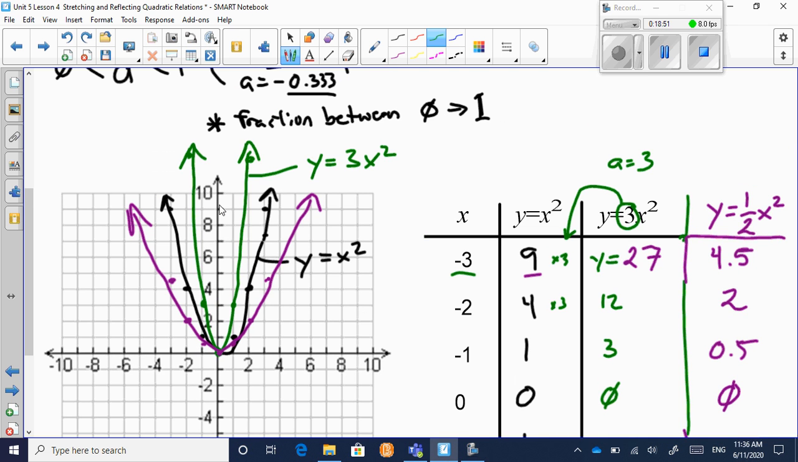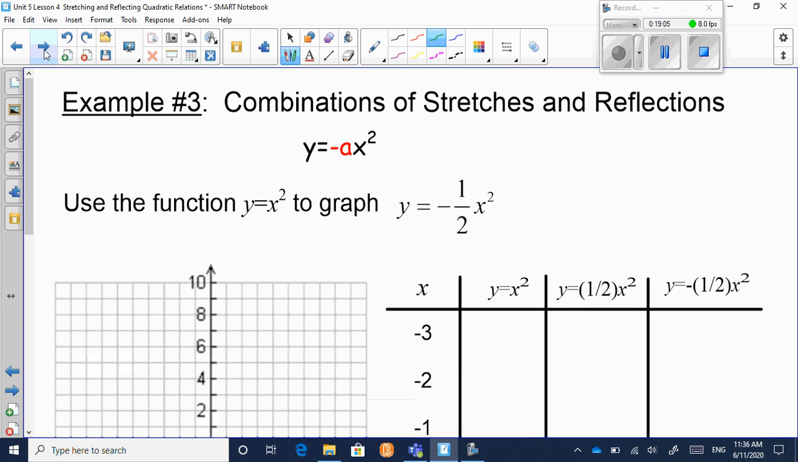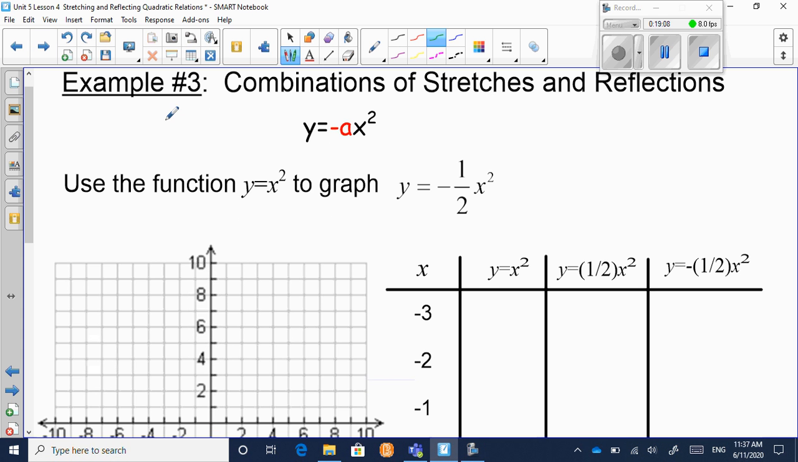Okay, so there we are. We have the different values of A, and you can see that the green one is a stretch of the original bread and butter one. It's a stretch up, whereas the purple one is a flattening, or a wider one. Okay. What about if we combine them?